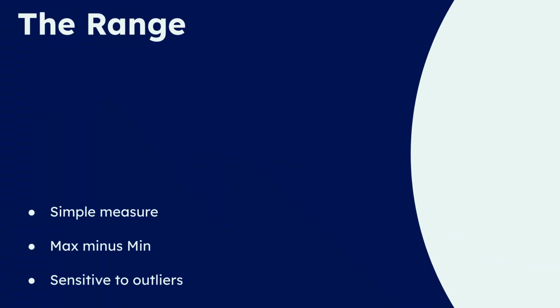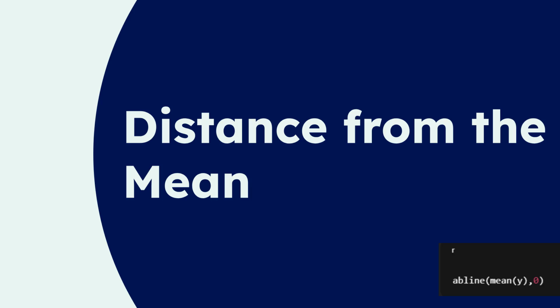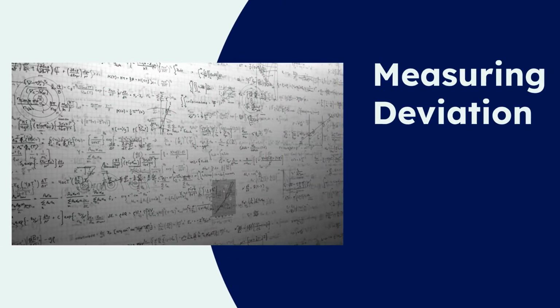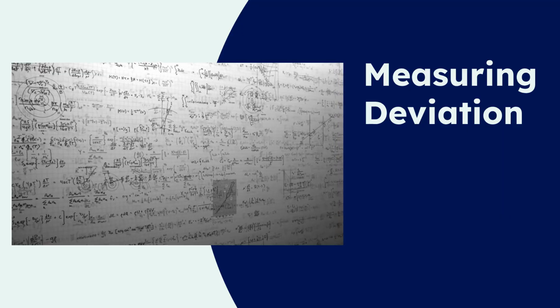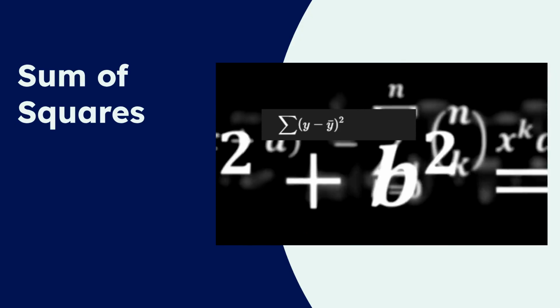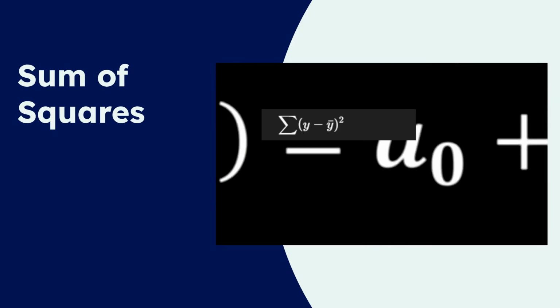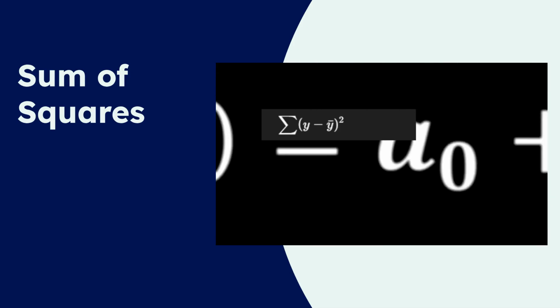One simple way to measure variation is the range, which is the difference between the maximum and minimum values. However, range is highly sensitive to outliers, limiting its usefulness. To improve our measure of variation, we need a better method to quantify how spread out our data points are. A more robust approach is to measure how far each data point deviates from the mean or average value. By squaring these deviations and summing them up, we arrive at the sum of squares. This calculation, represented by the formula sum of (y minus y bar) squared, is the foundation of statistical variability.